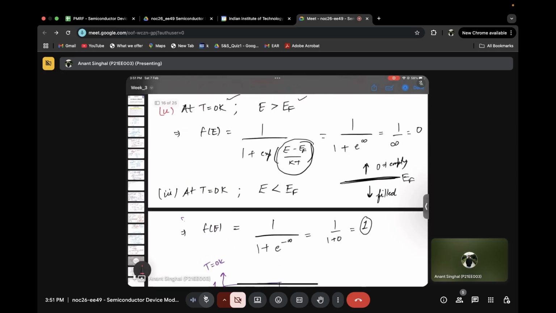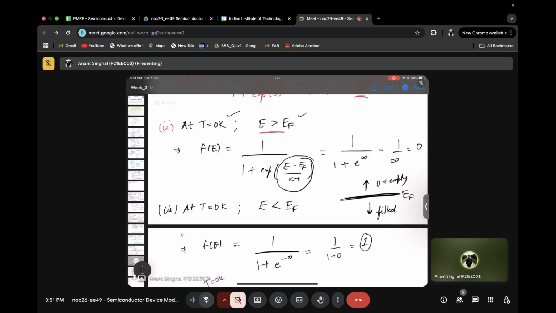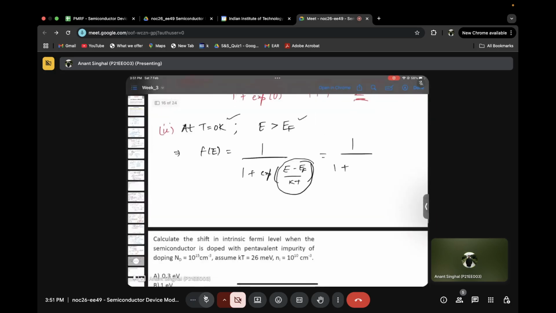Yes, sure. So as I said, at E greater than EF, this value would be positive, so that was e raised to the power infinity. I'm saying that at any level of energy above the Fermi level, the probability of finding the electron comes out to be zero. That means it is empty. Similarly, at any energy level below EF, the probability of finding an electron comes out to be 1. So that means it is completely filled, right?